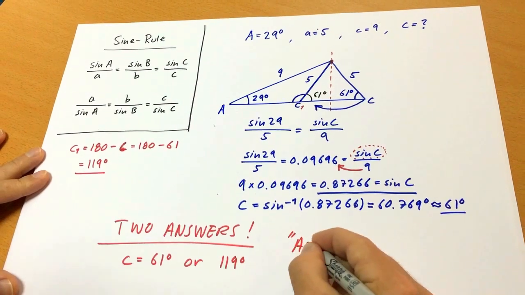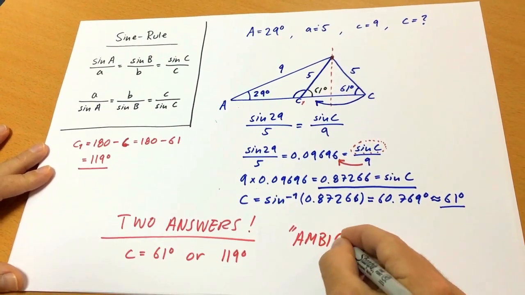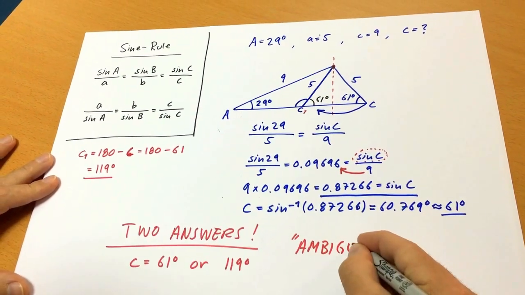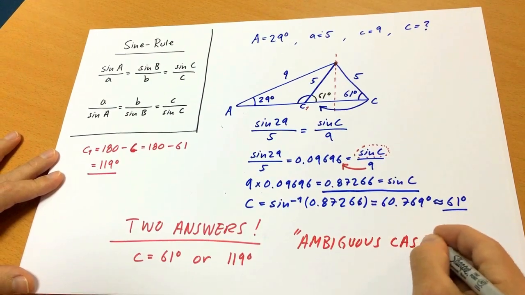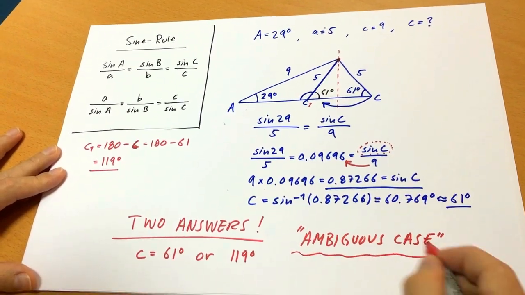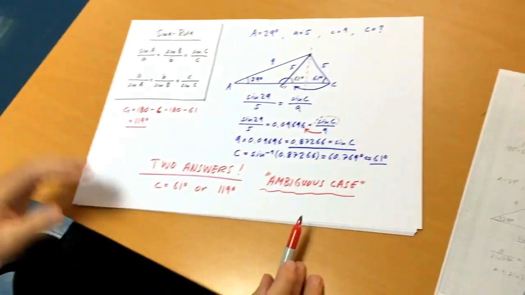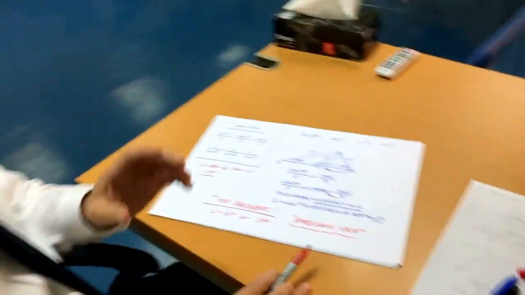And this is referred to as the ambiguous case. It's ambiguous because the input information is not enough to specify one concrete triangle. There are two possible triangles that fit the input data, so we need to have two answers.